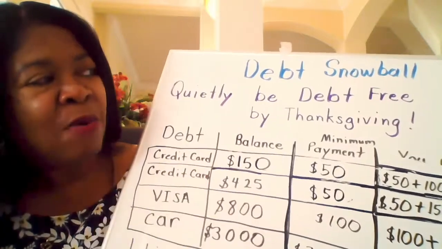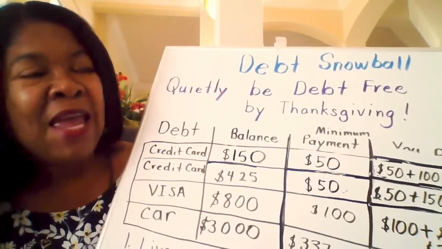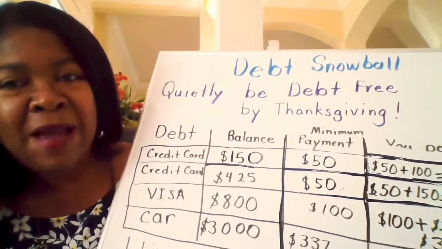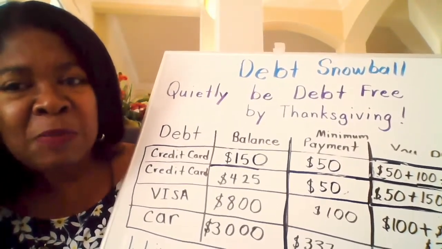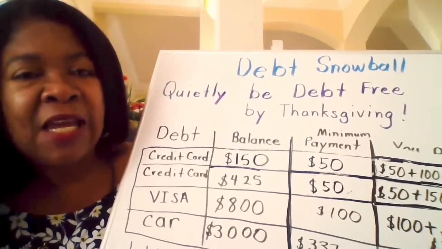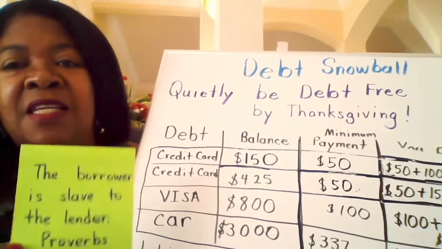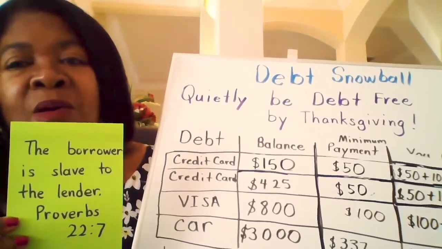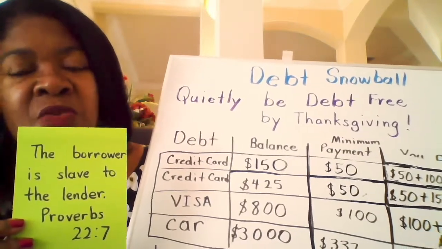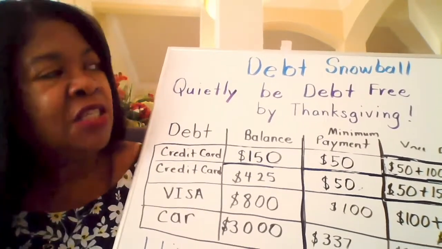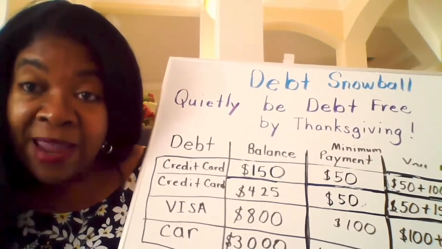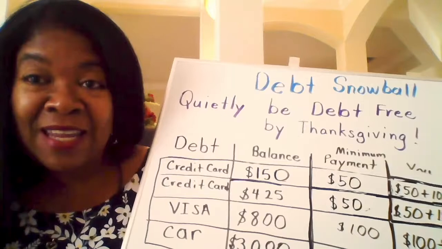The debt snowball can help you to be debt-free by Thanksgiving, or you can say by Christmas, or just as soon as possible, because I have a scripture that I like to tell, and that scripture is that the borrower is slave to the lender. That is in Proverbs 22:7. You want to be debt-free. It is so good to quietly be debt-free.